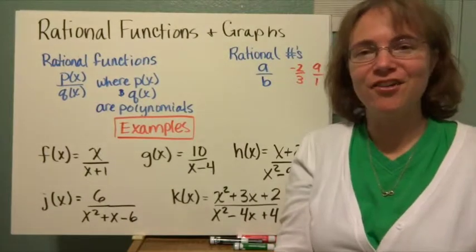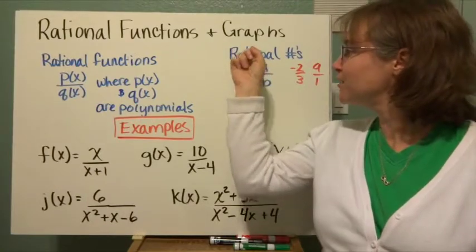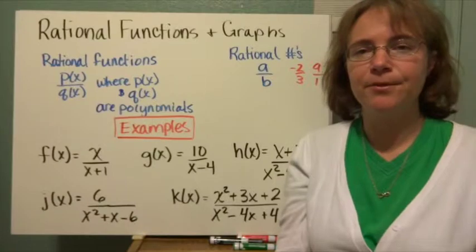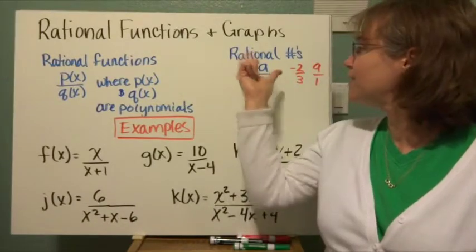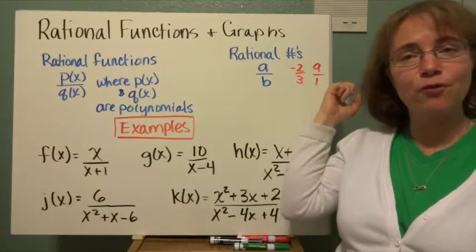Rational functions and graphs. Now we've heard about rational numbers before. Rational numbers are just a fraction involving two different integers where the denominator is not equal to 0. So some examples of rational numbers are -2/3 or 9, which can be written as 9 over 1.